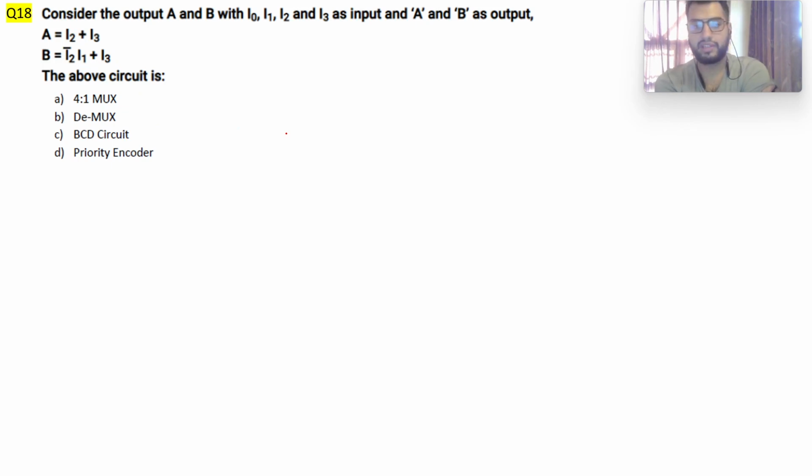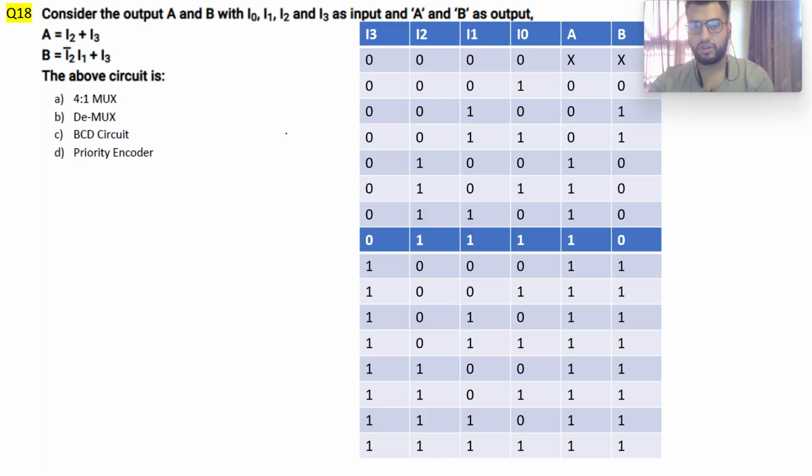This I2 plus I3 means if one of I2 or I3 is 1, A will be 1, and the expression B also says that if I3 is 1, it will be 1. So 1 1 will be when I3 is 1. It will always be 1 1 for I3 equal to 1. So whenever I3 is 1, my output will be 1 1. In that way, loosely you could have gotten that it is a priority encoder. But to examine it, let's draw the truth table of the priority encoder.